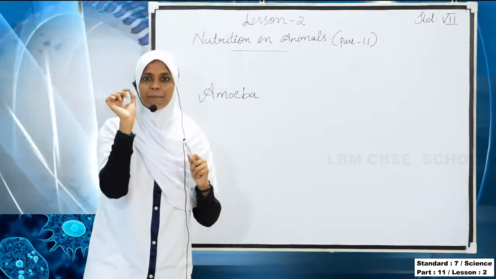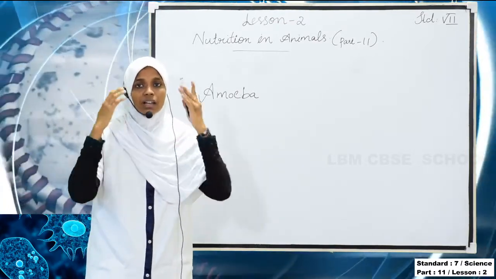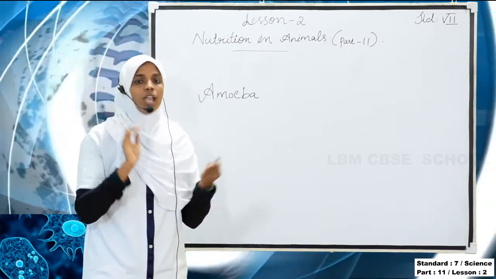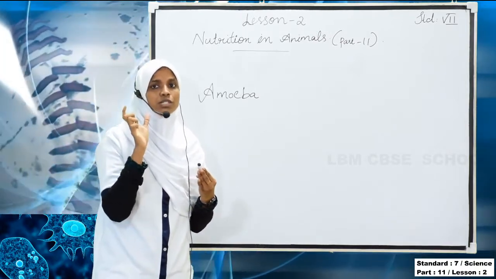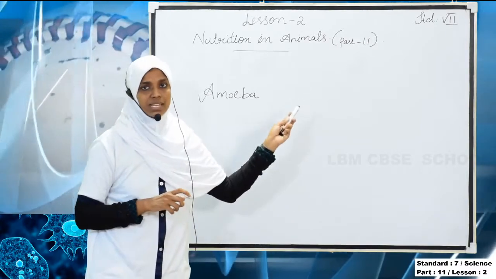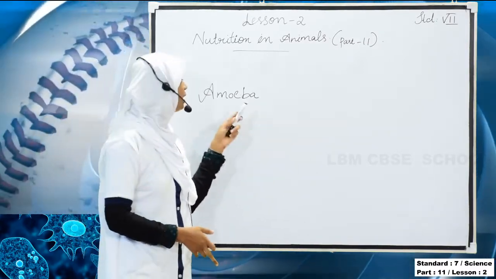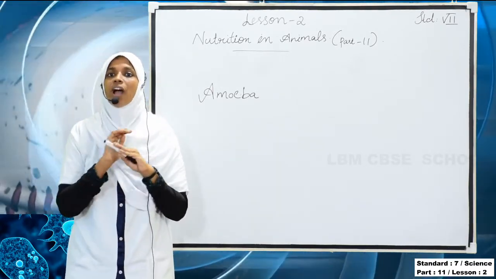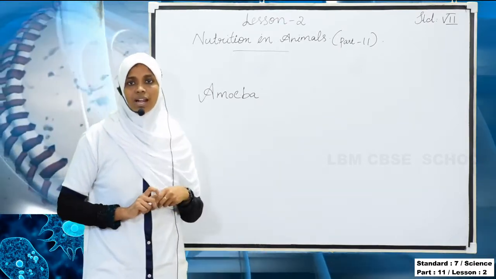Amoeba is a microscopic organism that we can't see with our naked eye. We can only observe the amoeba through the microscope. It is present in water, but it cannot be seen with our naked eye. Amoeba is a microscopic organism.